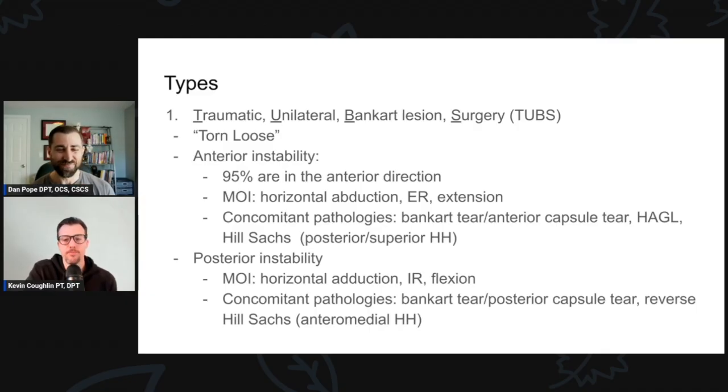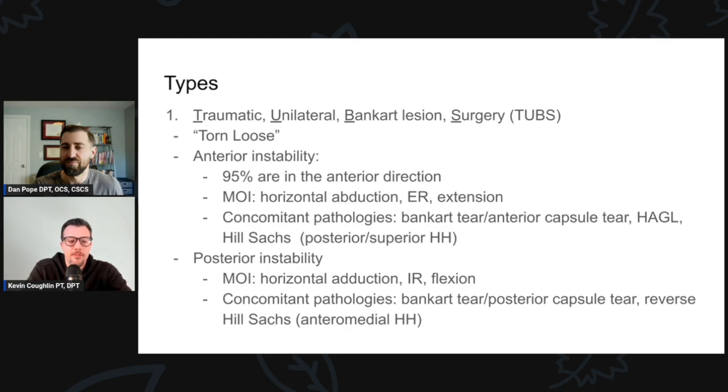All right. So now we've gone over instability, dislocations, and subluxations. And now another way we can think about categorizing people is: is it a traumatic type thing? Is it a multi-directional type thing where they're loose from the time they were born, growing up, they're more loose than other folks? So a way that they've gone about categorizing this is using some different acronyms.